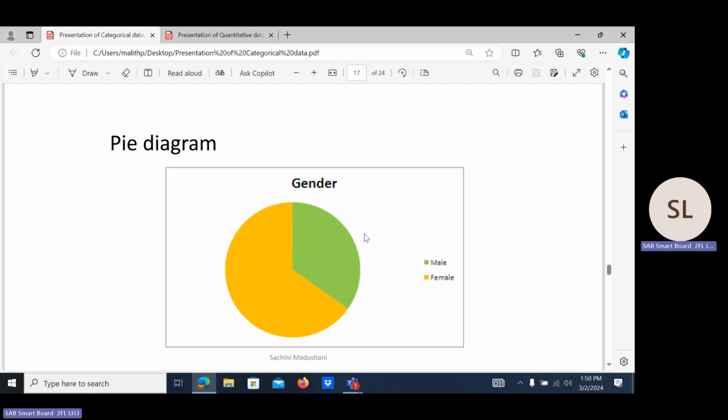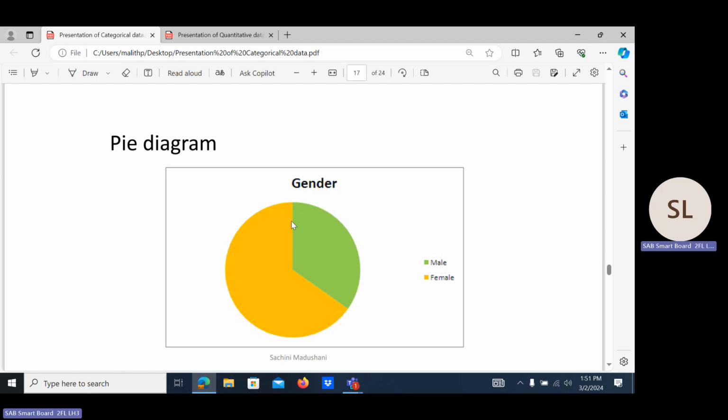Then the other one is, we need to draw the pie chart. If there are too many slices in the pie, that means there are so many categories in the one variable. That is not the best way to represent those data using the pie chart.